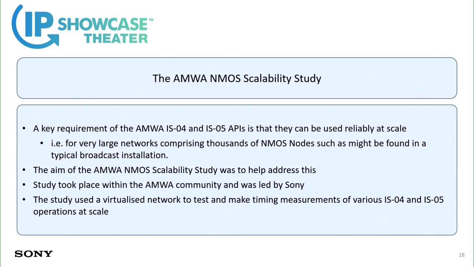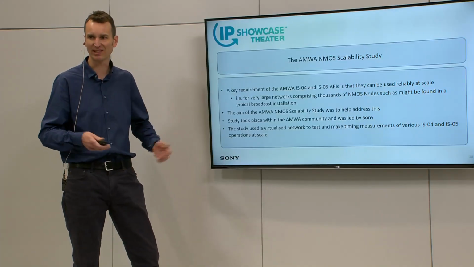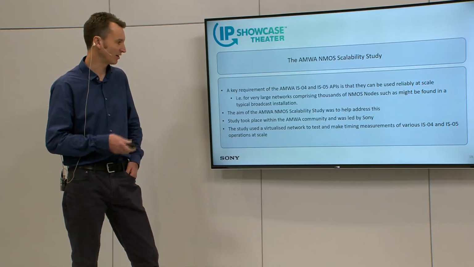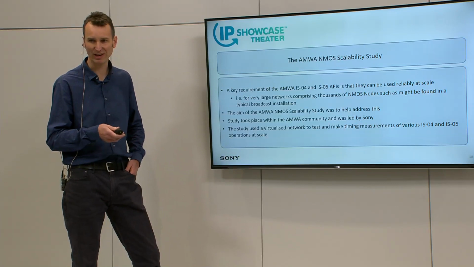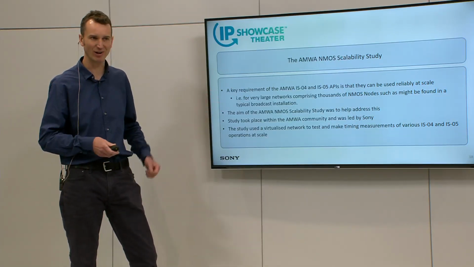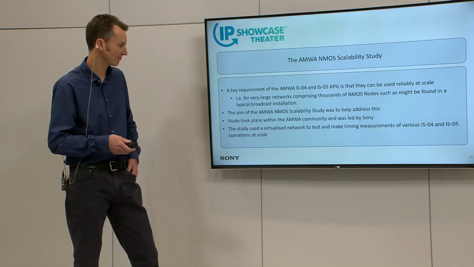We chose with this study to use a virtualized network because it's the APIs we're measuring the scalability of. We're not actually looking at sending media over the network within this study. It's just making sure all these API calls can be tested at scale. So we thought a virtualized network was a valid way of doing this and much more practical than trying to set up a physical network with many, many thousands of nodes on it just to measure the APIs.